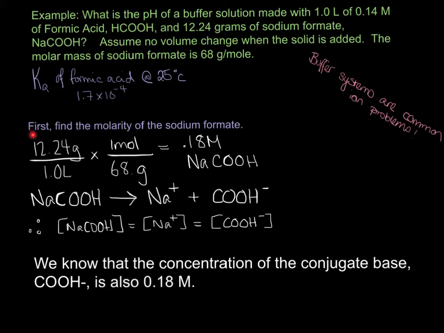Alright, so the first thing you're going to do when you solve this problem is start out by finding your molarity. So I just took the mass, divided it by the volume, and that gave us the solubility in grams per liter. And then I took the molar mass and converted it into molarity, moles per liter. Now this is the molarity of the sodium formate. And we know that when this dissociates, since sodium is group 1, it's going to dissociate completely into the sodium ion and the formate ion. And they're all in a nice 1:1:1 ratio, so their molarities are equivalent.